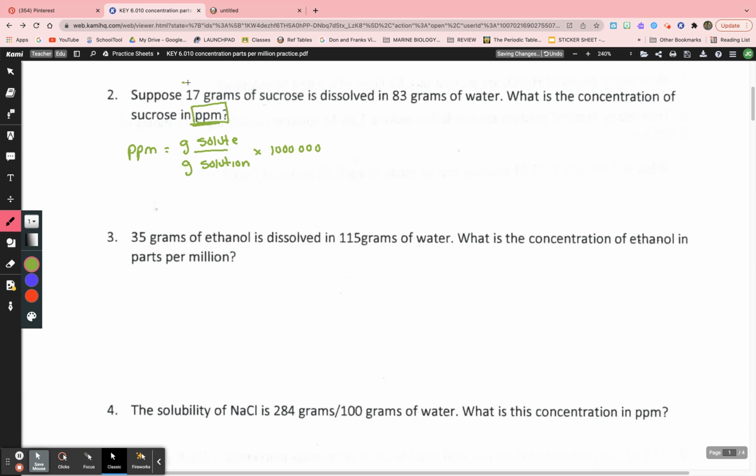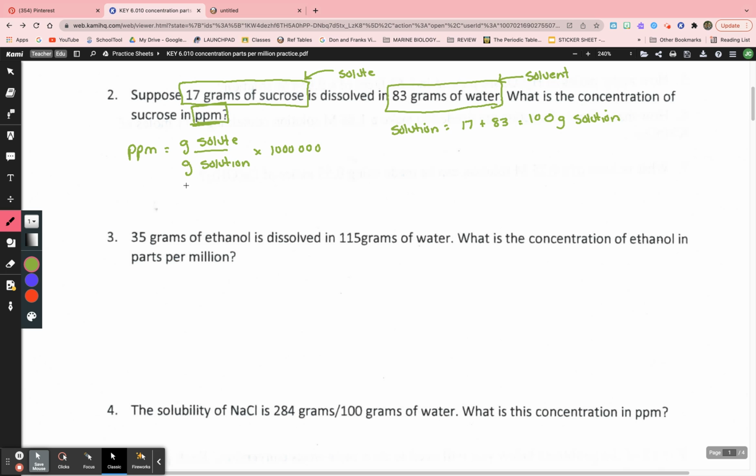Okay, let's examine. 17 grams of sucrose, that's the solute, in 83 grams of water, that's the solvent. What is the concentration? Well, the solution is going to equal 17 plus 83. 7 and 3 is 10, 8, 9, 10. 100 grams of solution.